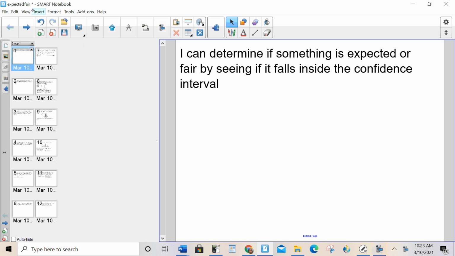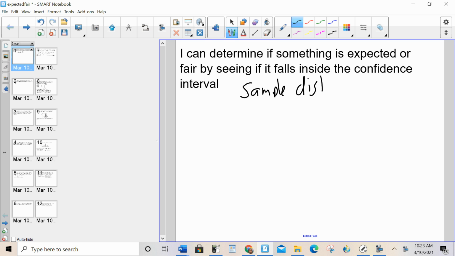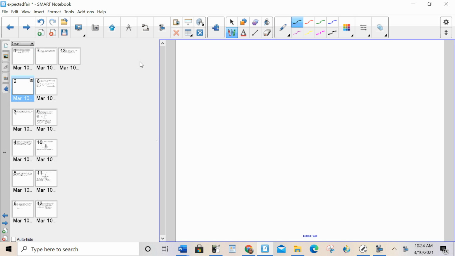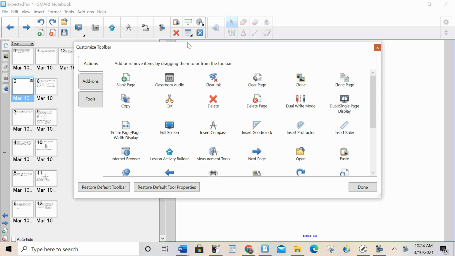Hello everybody. Today I can determine if something is expected or fair by seeing if it falls inside the confidence interval. In this lesson, the worksheet is entitled Sample Distributions. It's kind of a follow-up to the previous lesson that we did. So I want to just recap everything we talked about in the previous lesson to make sure we understand all those important concepts. So, what did we talk about in the last lesson?